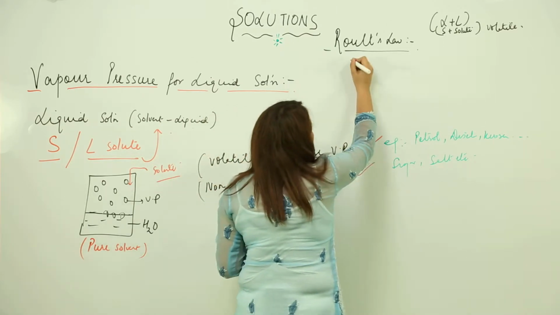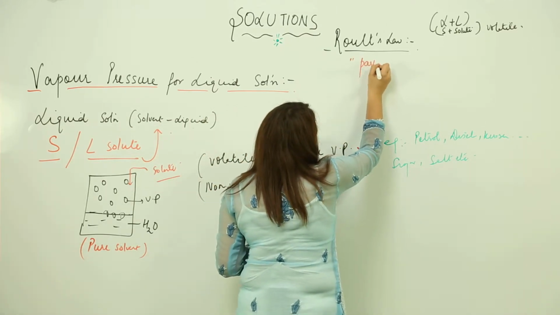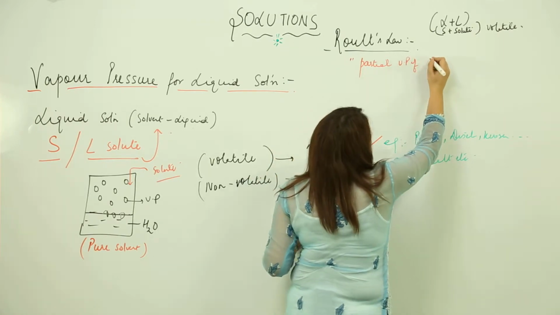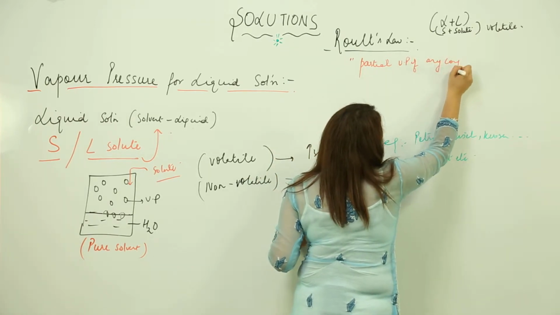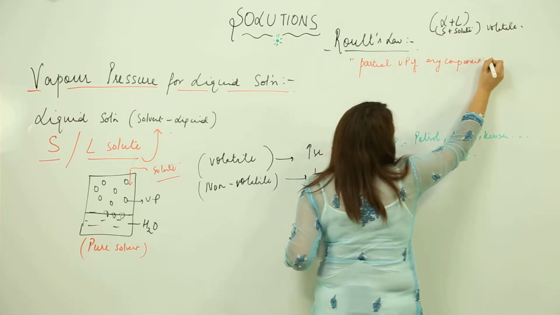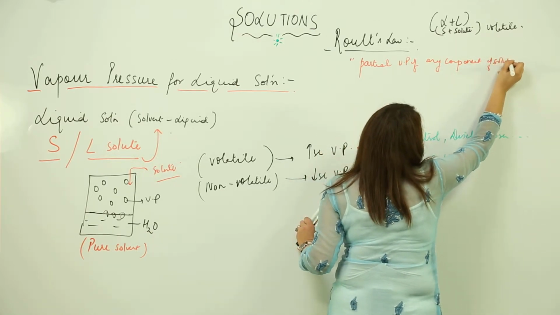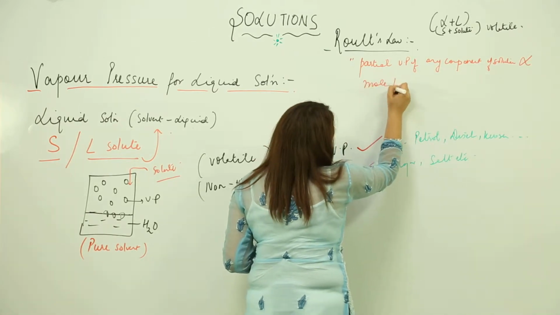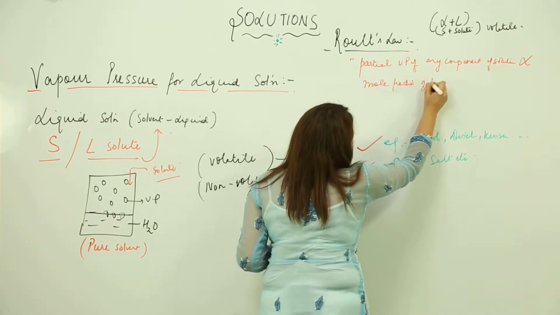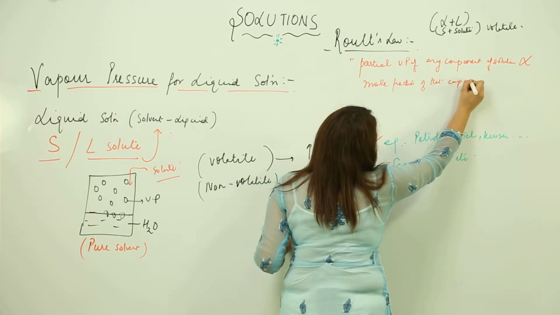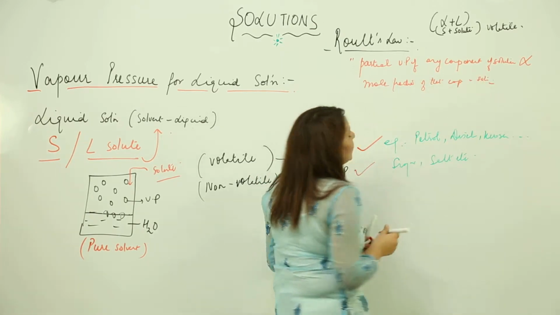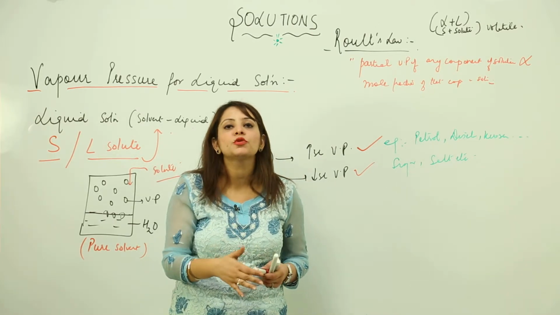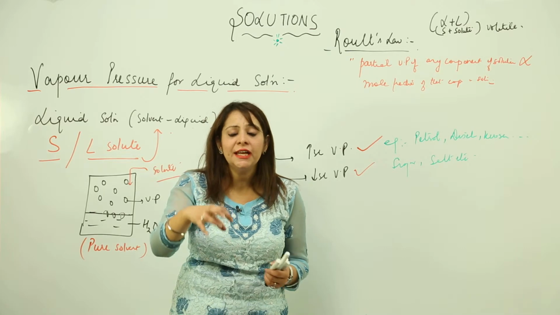Raoult's law states that the partial vapor pressure of any component of a solution is directly proportional to the mole fraction of that component in the solution. So that means the pressure exerted by any component of the solution is directly proportional to its mole fraction present in the solution.